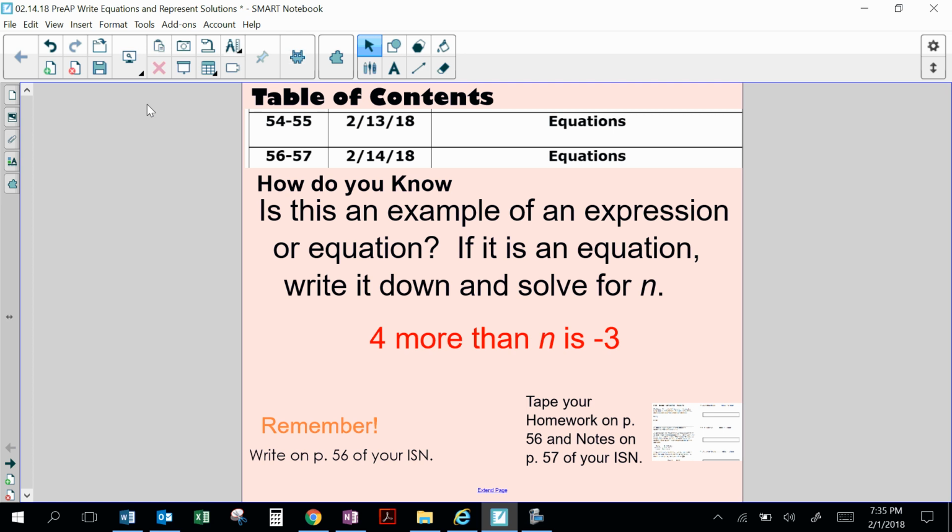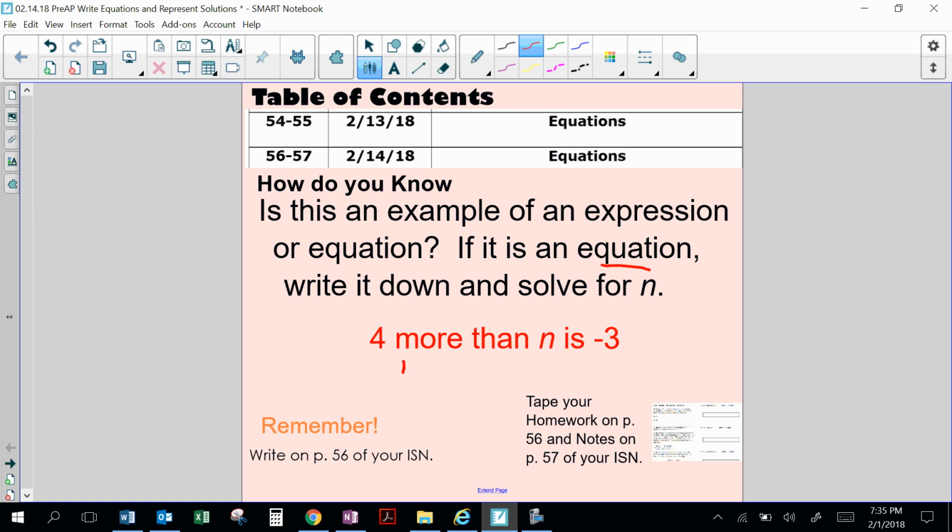Well, let's see. An expression is like a phrase. There's not enough information it gives. It's just barely a phrase, not even a complete thought. An equation is like a sentence. It has a complete thought. It tells you what it's equal to. It gives you more than enough information to solve it. So let's read this. 4 more than n is negative 3. That is a complete thought. I think it gives us more than enough information to solve this.